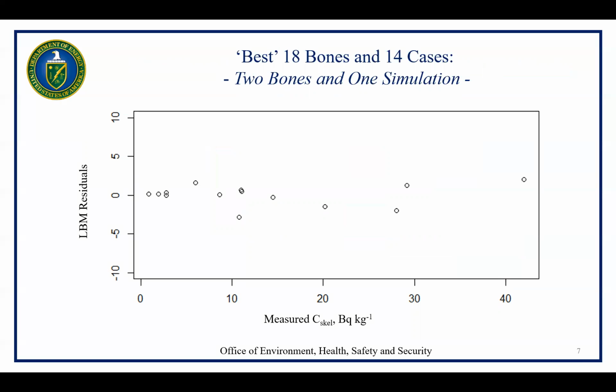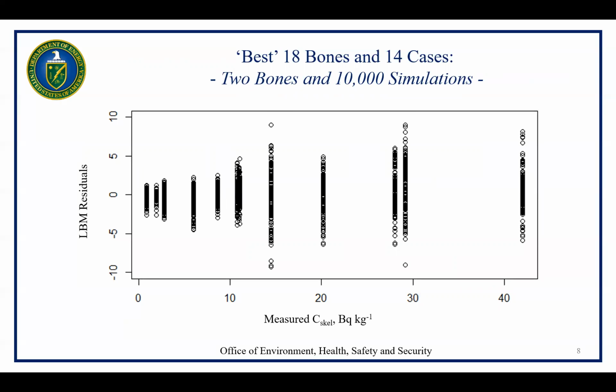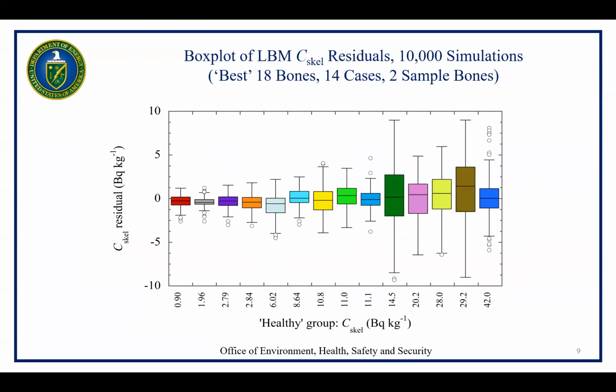This figure shows the LBM residuals of one simulation for each of the 14 cases. This figure shows the LBM residuals of 10,000 simulations for each of the 14 cases. The LBM residual distributions for a few cases overlap because of similar measured skeleton concentrations. This is the box plot of the LBM residuals for each of the 14 cases.